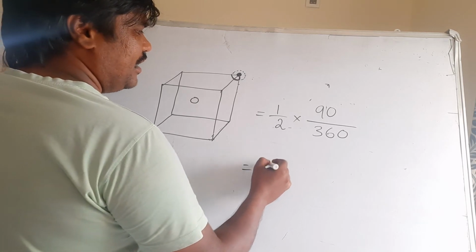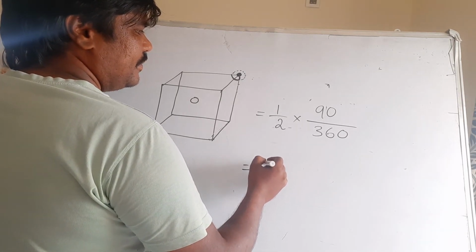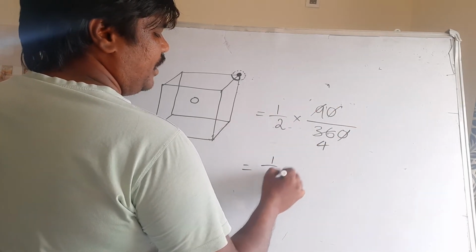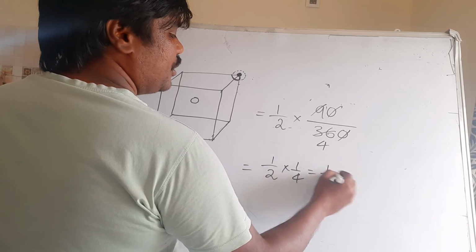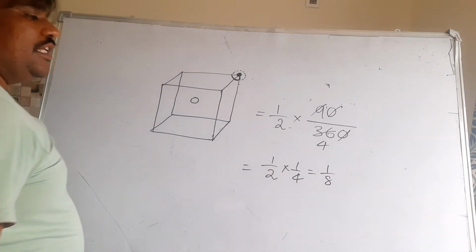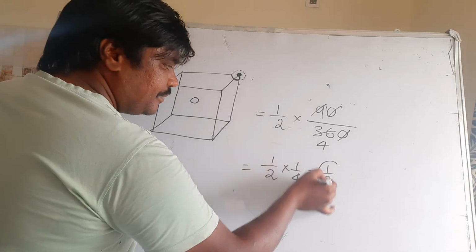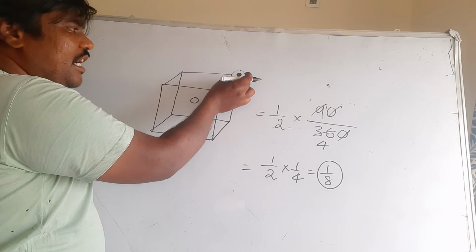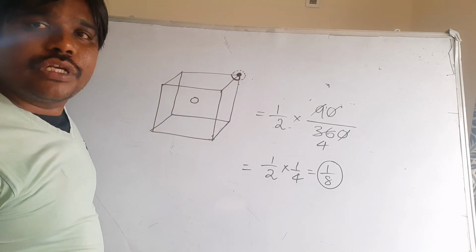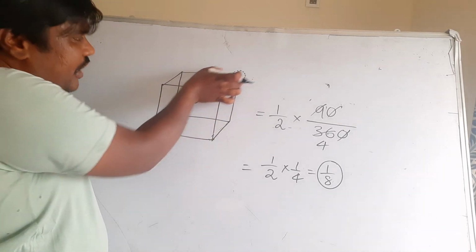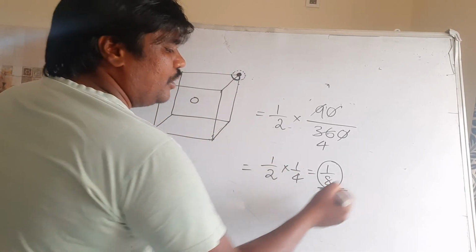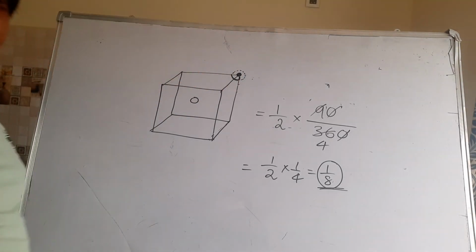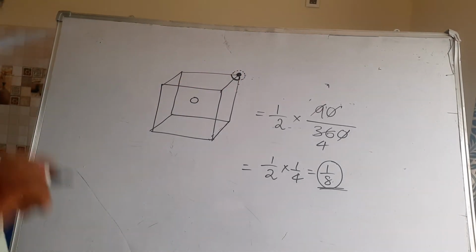You calculate this. What is it? I think it is 4 times 1 by 2 into 1 by 4. So the contribution of a lattice point at the corner to one unit cell is 1 by 8th portion only. It is contributed to this unit cell, and the rest of the portion is contributed to other unit cells. Just keep this in your mind.